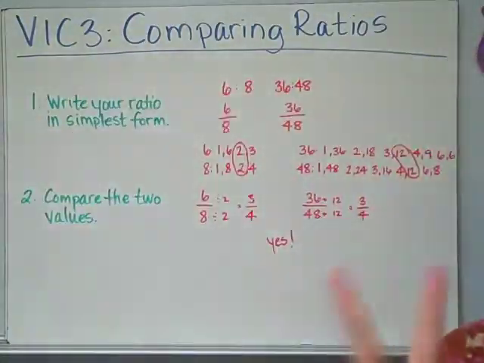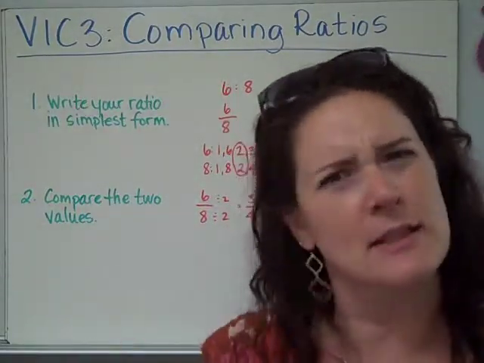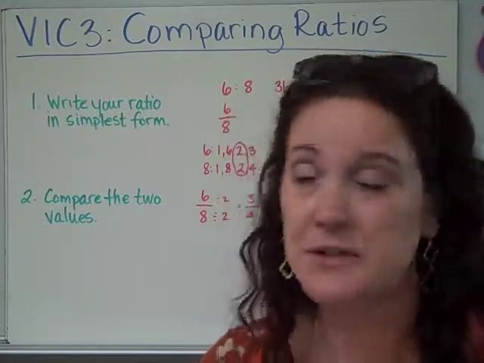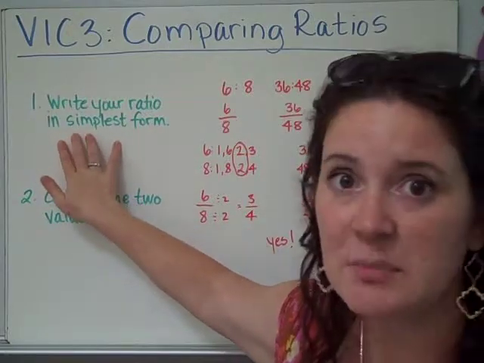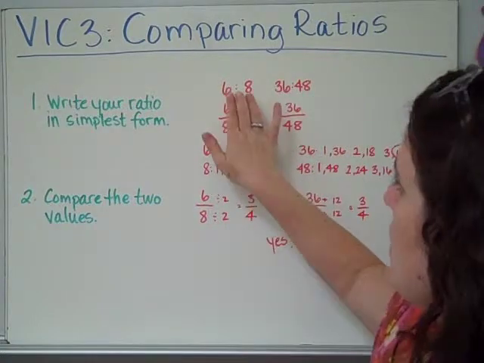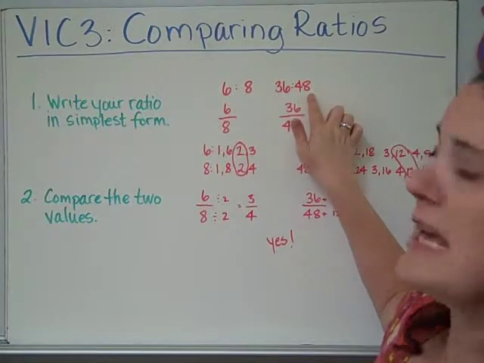Very important concept number 3 is comparing ratios. So there are going to be times when someone asks, is this ratio bigger than that ratio? You want to be able to see if they're the same or if they're different. So what you do is the first step, you write your ratio in simplest form. So we just did that. You reduce it down to the basic number. So in our example, we've got 6/8 and 36/48.